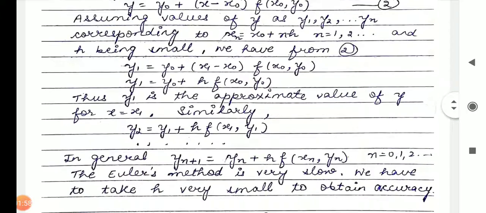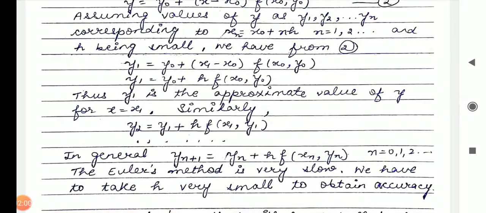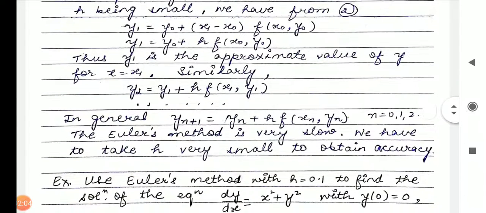Similarly we can find y2, it is y1 plus h times f at x1 comma y1, and hence we can generalize the result as y n plus 1 is equal to yn plus h times f at xn comma yn. n starts from 0, 1, 2 and so on. Euler's method is very slow. We have to take h very small to obtain accuracy in the result.